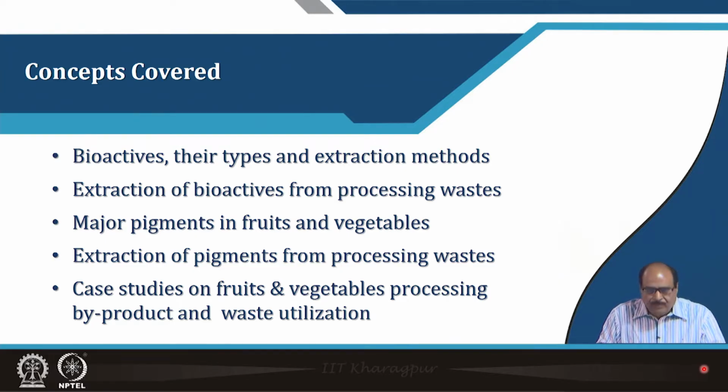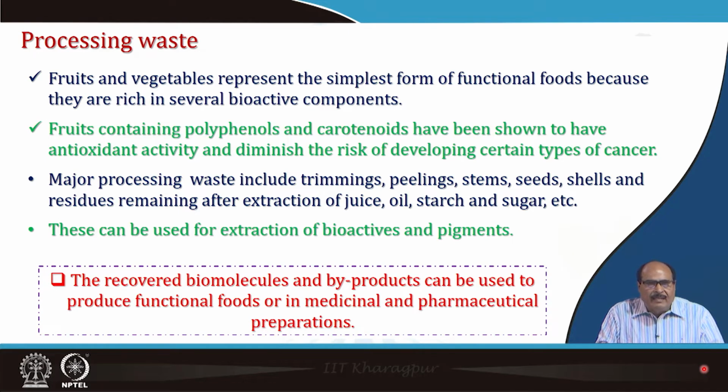You know that in the earlier classes also we discussed that fruits and vegetables represent the simplest form of functional foods because they are rich in several bioactive components. Fruits containing polyphenols and carotenoids have been shown to have antioxidant activities, and they diminish the risk of developing certain types of cancers. Major processing waste includes trimmings, peelings, stems, seeds, shells, even residues remaining after the extraction of juice, oil, starch and sugar, etc.